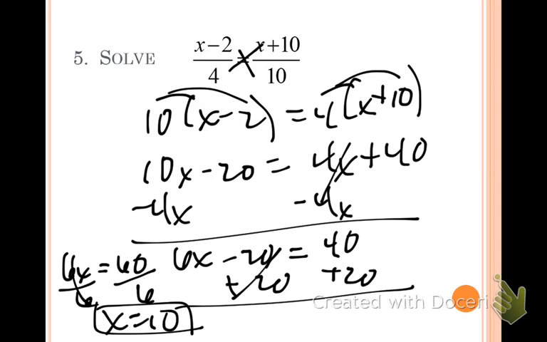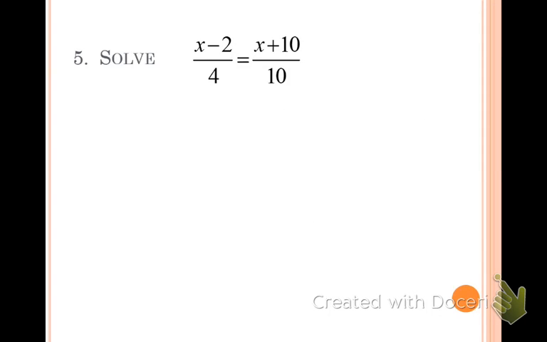If I were to plug the 10 in for x in the original proportion, then I should get two ratios that are exactly the same. Okay, you get 8 to 4 equals 20 to 10. They're both going to reduce down to 2 to 1. So that would definitely happen. Okay? Any major issues or questions there? Cool. Try that one.